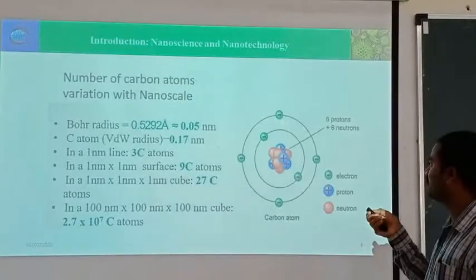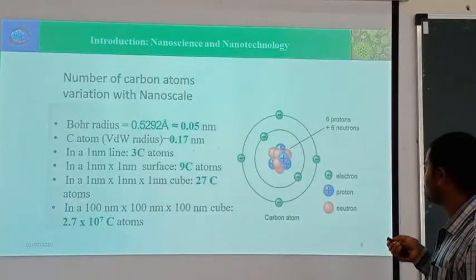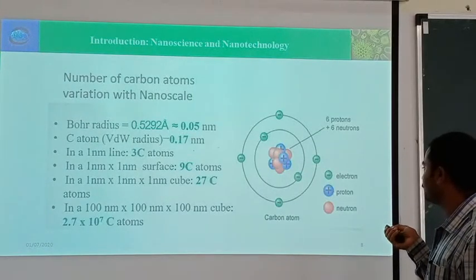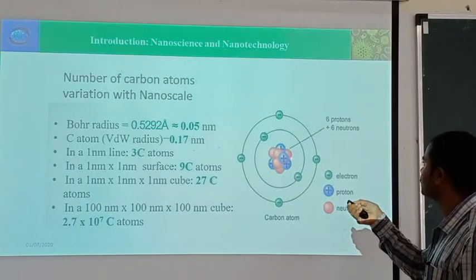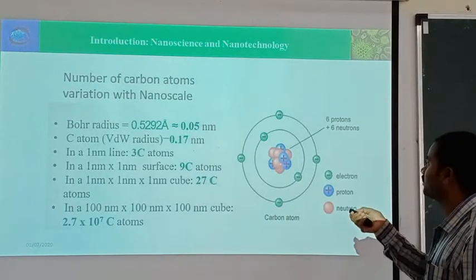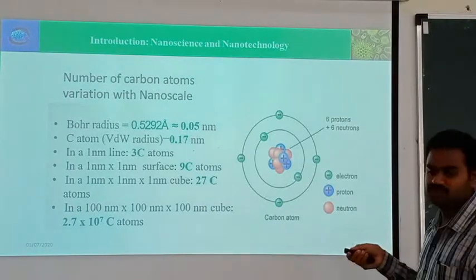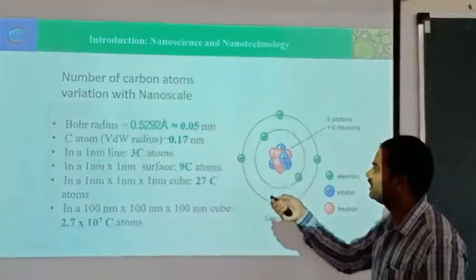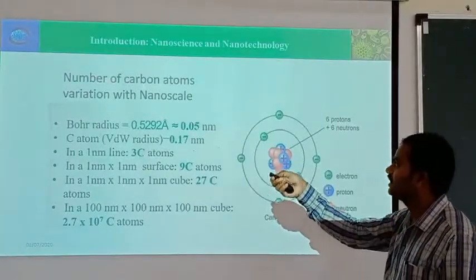This is a schematic representation of carbon. The green color indicates the electrons, these are the protons and these are the neutrons. 6 protons and 6 neutrons are present in the carbon atom, the general structure of carbon. So these are the relations with the nanoscale as compared with the carbon atom.